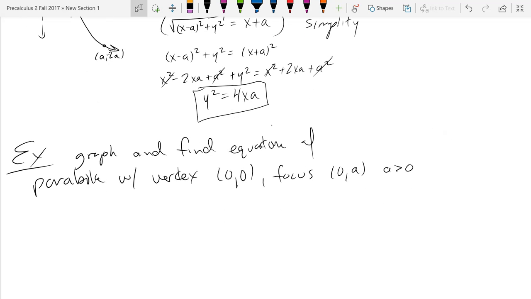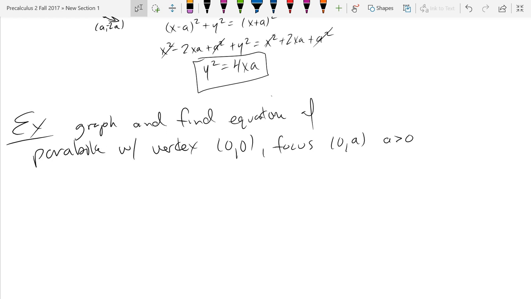So it turns out when your vertex is at the origin, the equation for your parabola is super easy. That means if you think about shifts, basically you have no shift left, right, up, or down if your vertex is at the origin. So your equation will look the easiest.